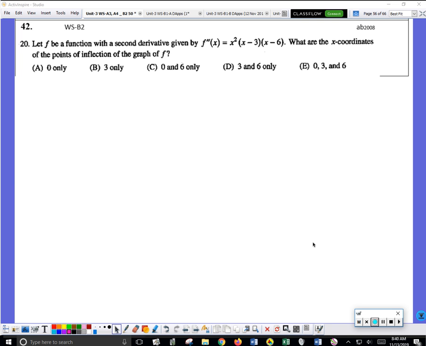Okay, so we've got the chart, which says we've got F. We're trying to figure out when F changes from concave up to concave down or the other way around. So either change would cause a point of inflection on F.